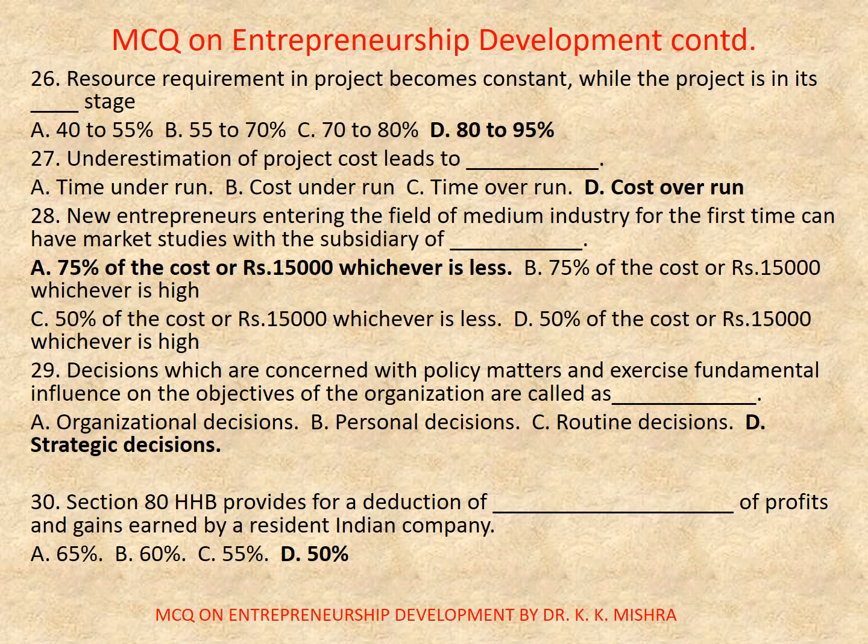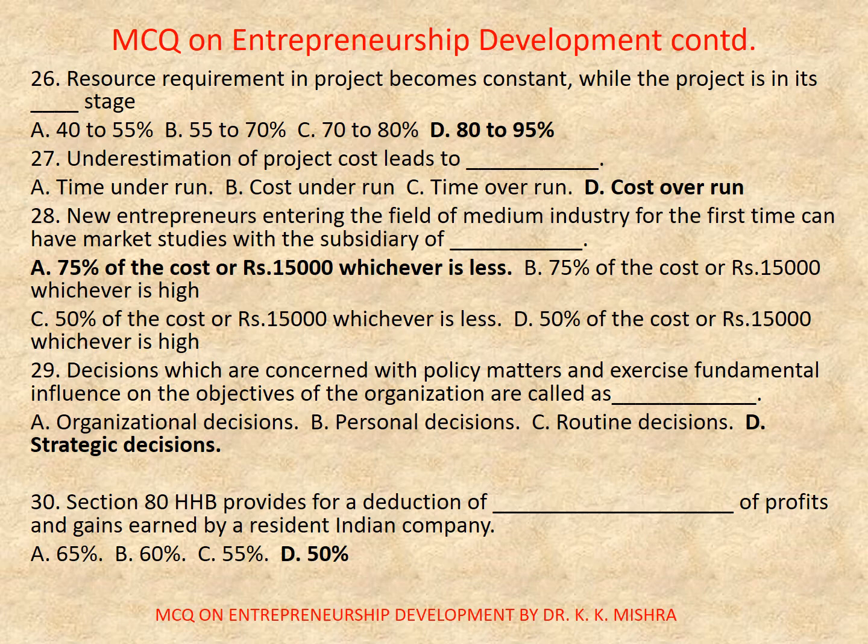Question number 26. Resource requirement in project becomes constant while the project is in its dash stage. A, 40 to 50%, B, 55 to 70%, C, 70 to 80%, D, 80 to 95%. Correct is 80 to 95%. 27. Underestimation of project cost leads to A, time underrun, cost underrun, time overrun, cost overrun. Obviously it's cost overrun.